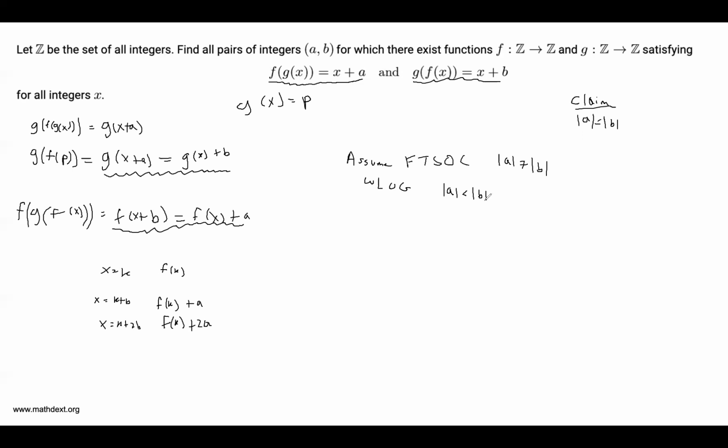Now what we're going to do is take this equation over here, mod absolute value of B. And the reason we can do this is just since B is non-zero. And we get g of x plus a is congruent to g of x mod the absolute value of b.